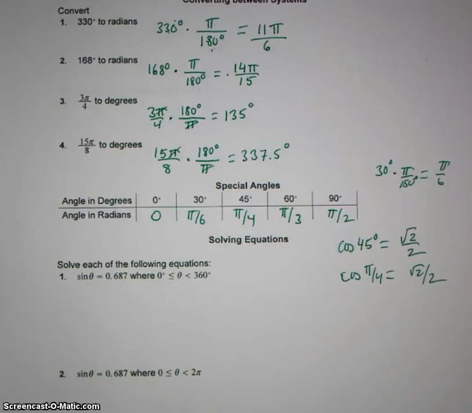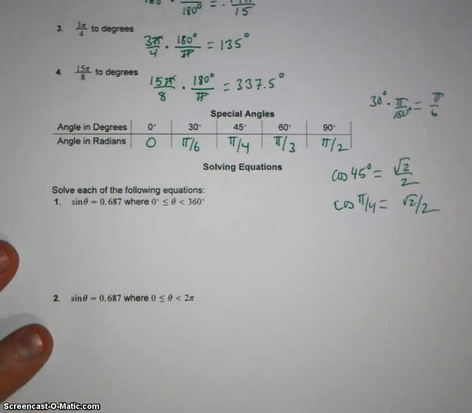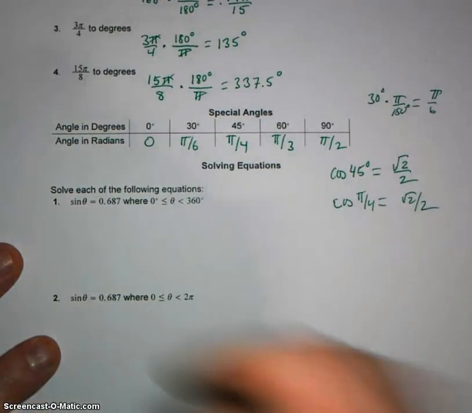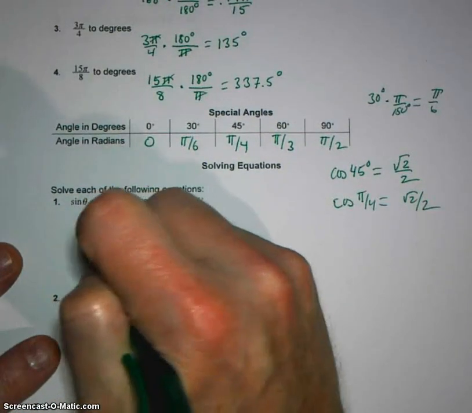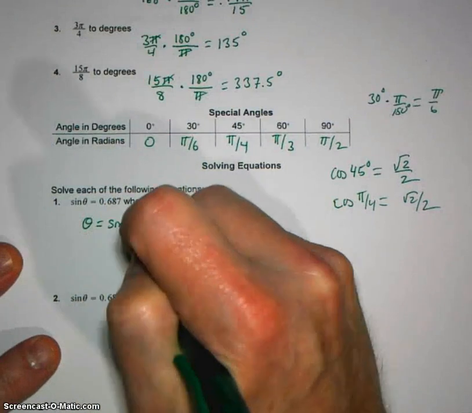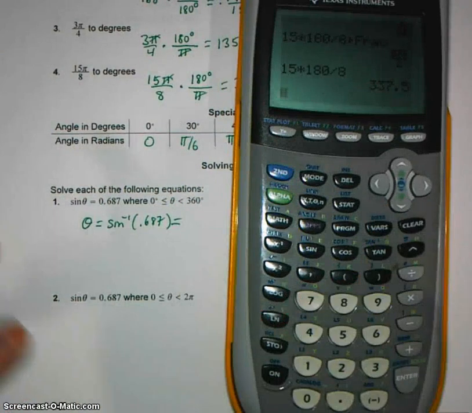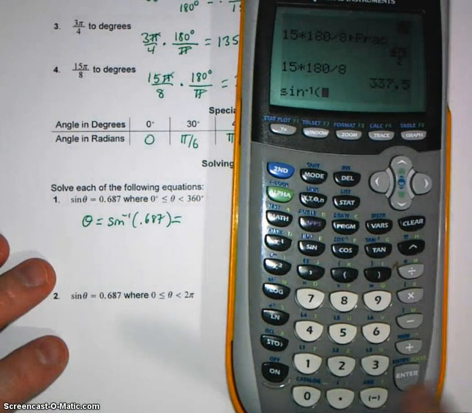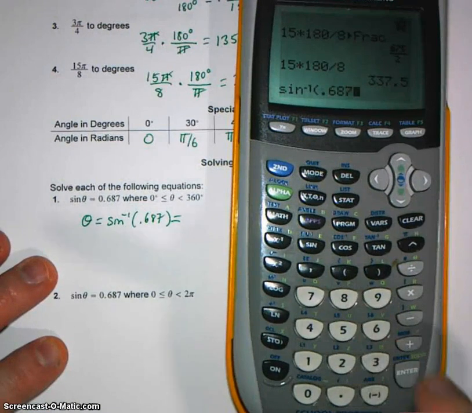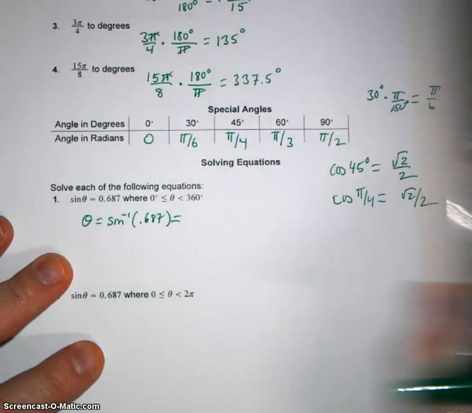All right, in our previous section, we talked about solving equations. We did it in degrees. So we're going to do this in degrees, and then we'll do it in radians. We'll do both. So the first thing I do is I go theta is sine inverse of 0.687. And I grab my calculator, sine inverse of 0.687. 43.4 degrees.